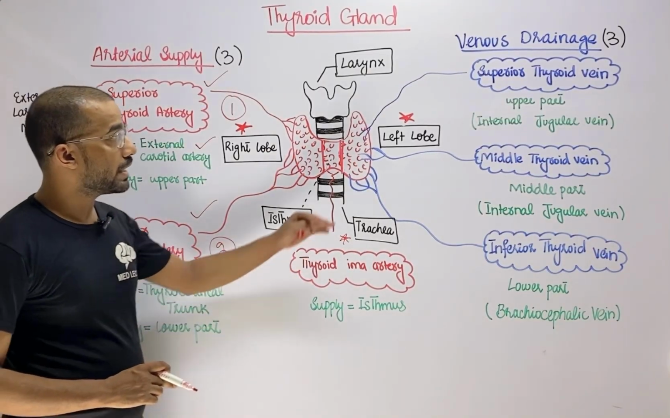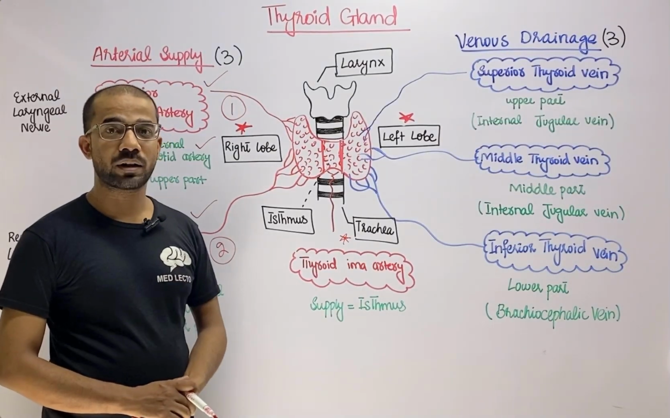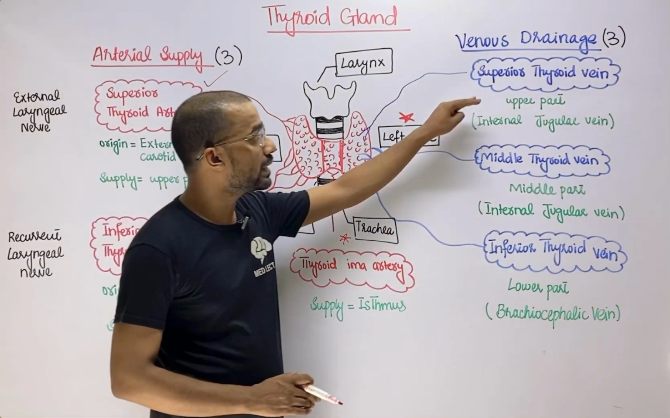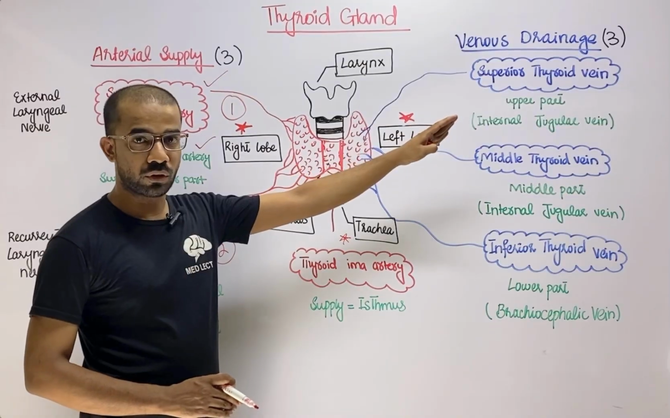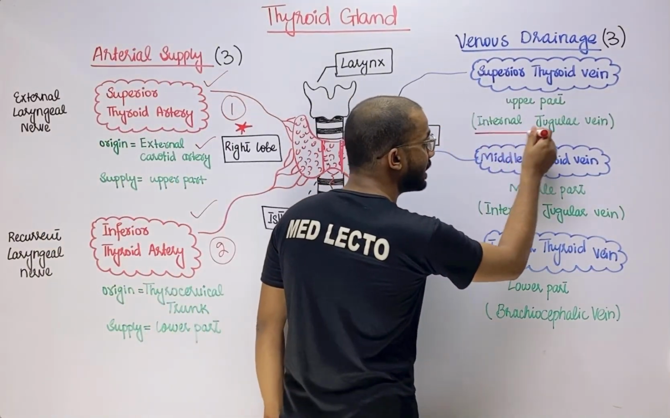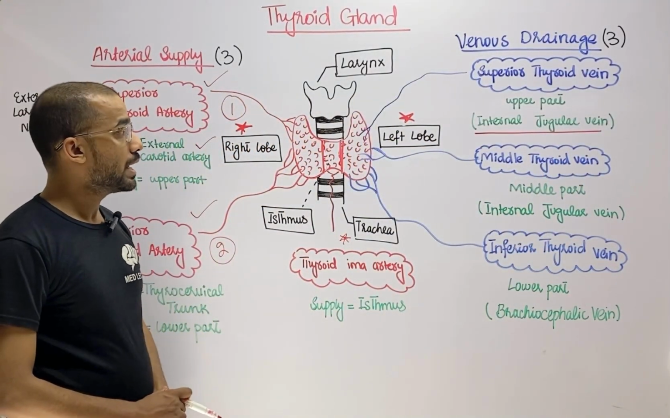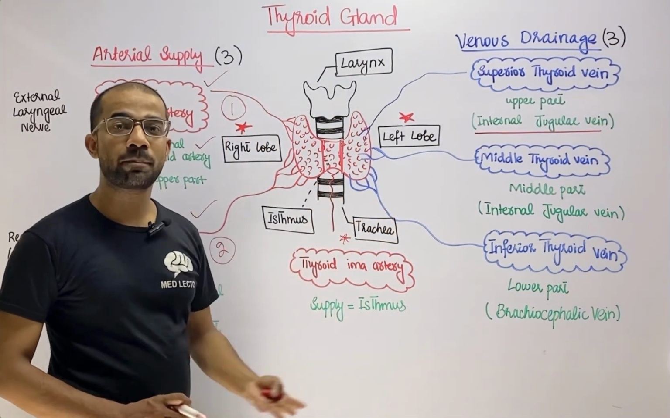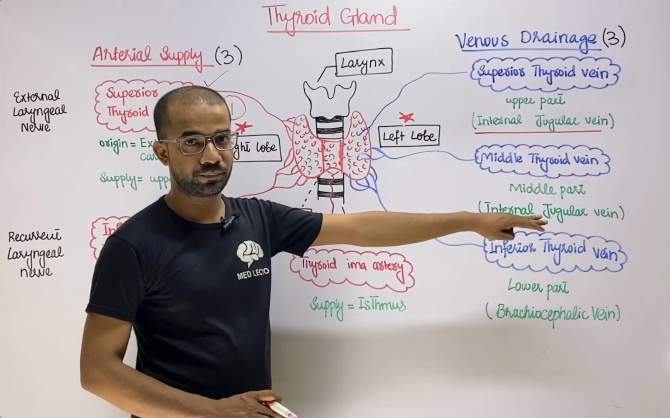So next is the venous drainage. You will see the three most important veins that are present in everyone. First is the superior thyroid vein that will drain blood from the upper part of your thyroid, and it will drain blood into the internal jugular vein. That is an important thing. Second, the middle thyroid vein will drain blood from the middle part of your thyroid and drain into the internal jugular vein.